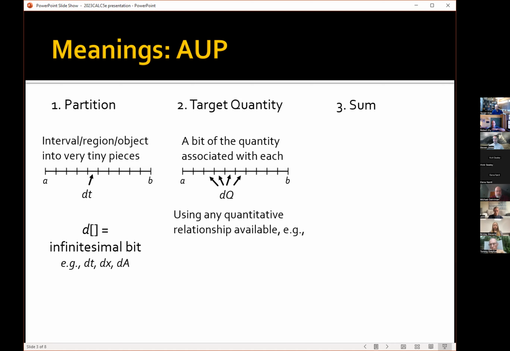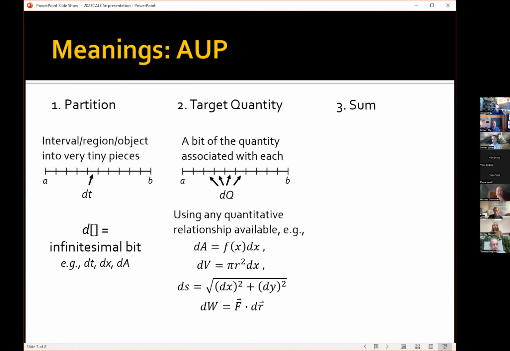A really important thing with adding up pieces, and I think one of its strengths, is that any quantitative relationship is available for getting at that quantity in each of those pieces. So for example, like that second one, if you're doing volumes of revolution, if the interval is partitioned into little dx bits, each dx has an associated disk, and you could say, what I want to know about that disk is its volume, so I can figure out its volume.